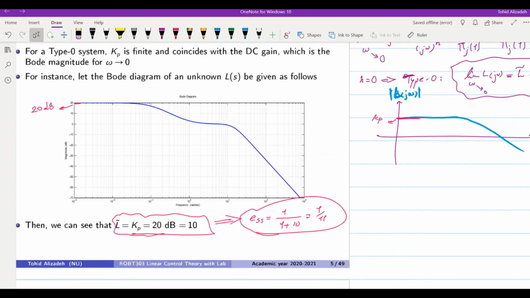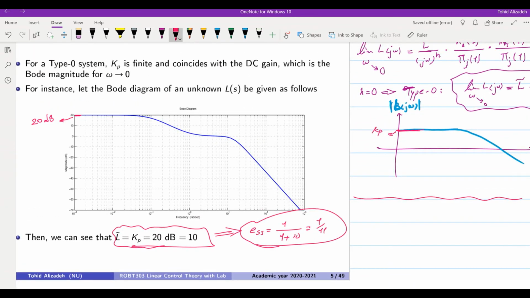For the type 1 systems, we will have h equal to 1 for type 1 systems.